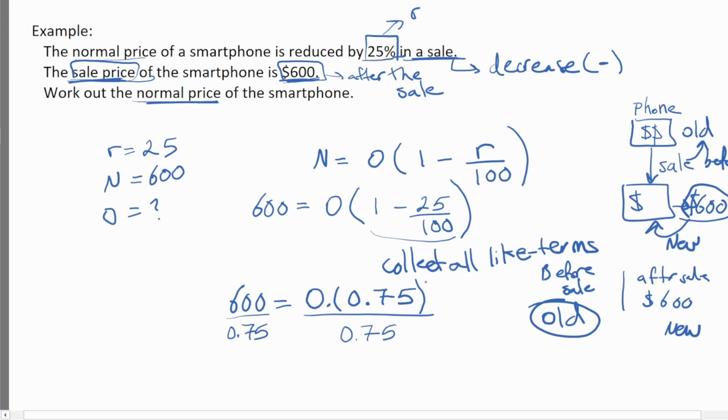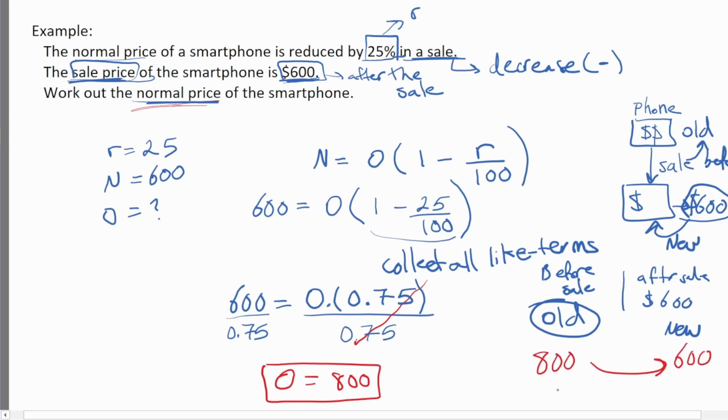On the right-hand side, this will get cancelled. And you're going to get the original price to be 600 divided by 0.75. Plug it on your calculator, you get 800. So this is the old or the normal price of the smartphone. Before the sale was 800. After the sale, it became 600. This is the old, this is the new, and the R is 25. I hope this was clear.